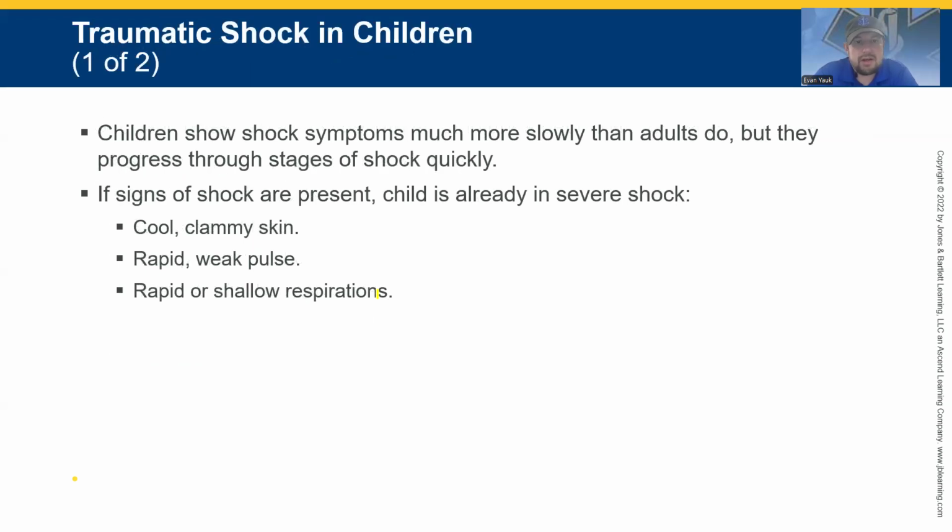Let's see. Traumatic shock in children. Children show shock symptoms much more slowly than adults do, but they progress through stages of shock quickly. If signs of shock are present, the child is already in severe shock. So we're going to be doing really good, then you're going to turn around and look at this kid, and they're going to be pale, cool, and clammy. They're going to have a rapid and weak pulse, and rapid or shallow respirations. They are going to go from doing good to nothing.